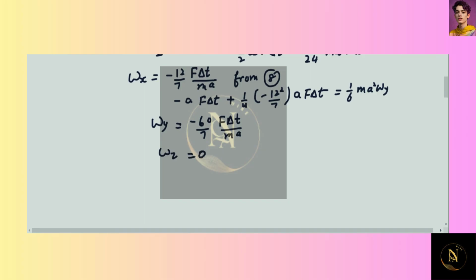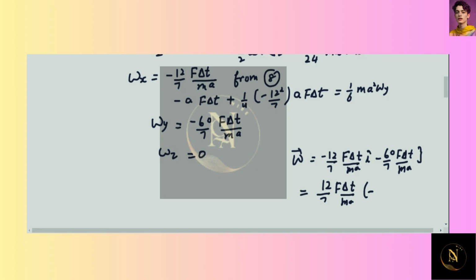So we can write omega is equal to minus 12 by 7 F delta T by ma i cap minus 60 by 7 F delta T by ma j cap. So you can write 12 by 7 F delta T upon ma into minus i cap minus 5 j cap.